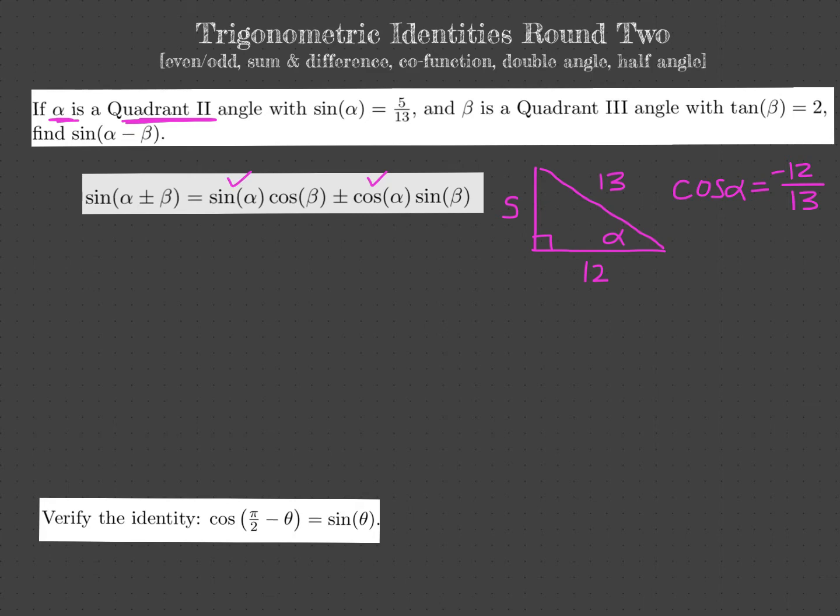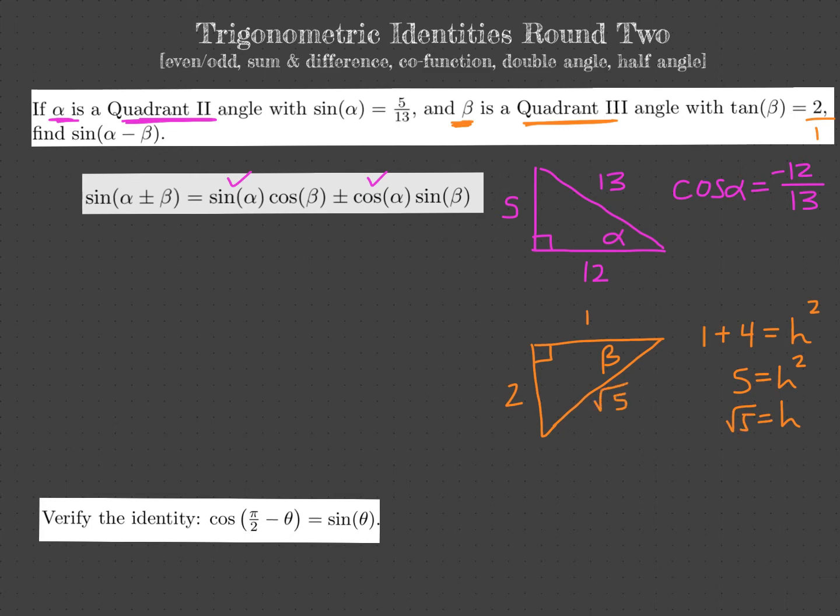Next, we need to figure out stuff about beta. Beta is in quadrant 3, and we know that the tangent is 2/1. So when we're in quadrant 3, we'll be down here, and here's beta. Tangent is opposite over adjacent, and then we'll use the Pythagorean theorem to find the length of the hypotenuse. So we'll have 1 squared plus 2 squared equals our hypotenuse squared. So we'll have 5 equals the hypotenuse squared, so our hypotenuse equals the square root of 5.